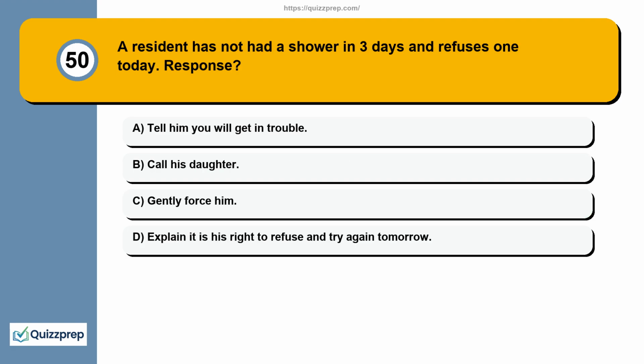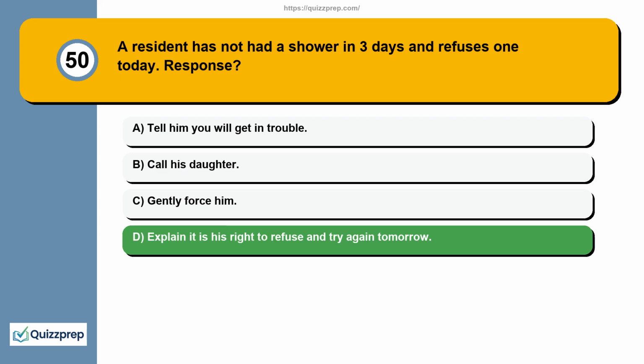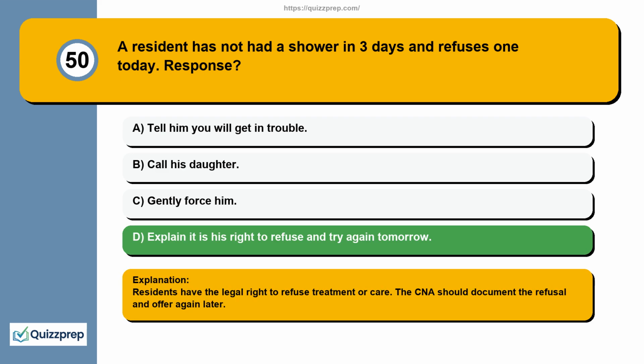Question 50. A resident has not had a shower in 3 days and refuses one today. Response: tell him you will get in trouble. Call his daughter. Gently force him. Explain it is his right to refuse and try again tomorrow. Residents have the legal right to refuse treatment or care. The CNA should document the refusal and offer again later.